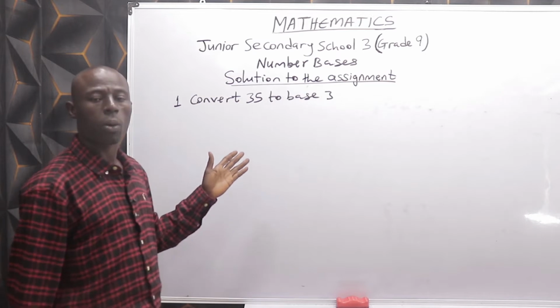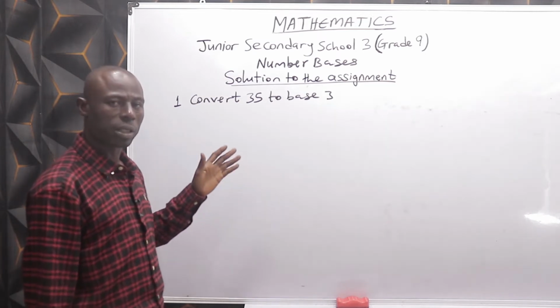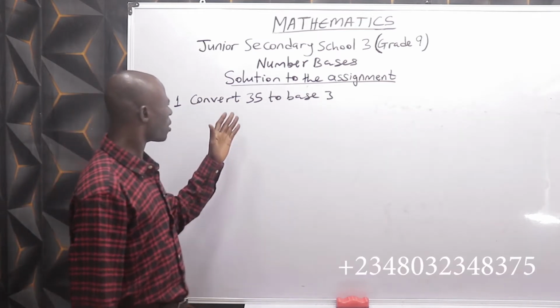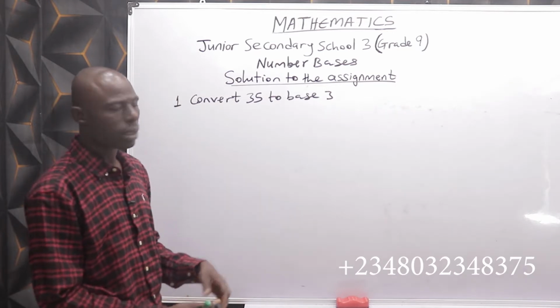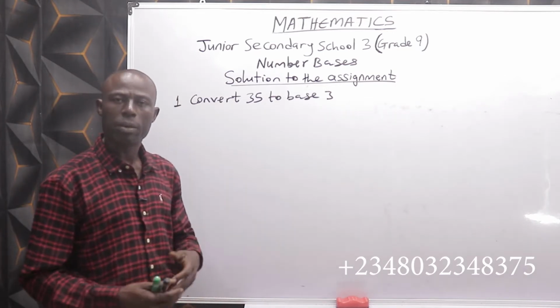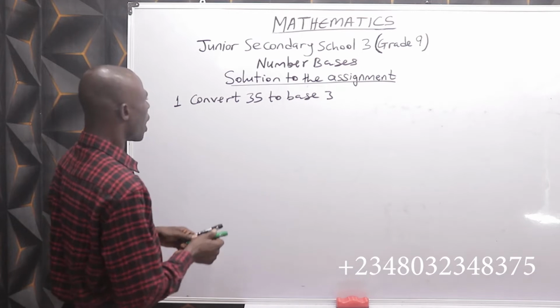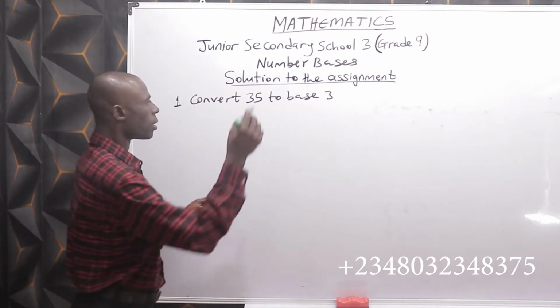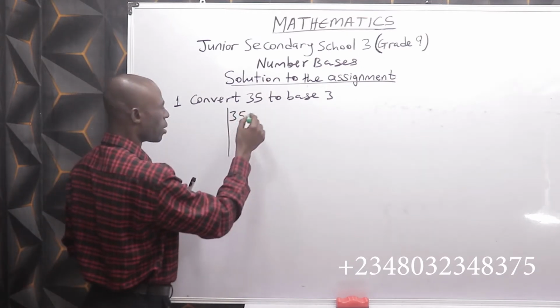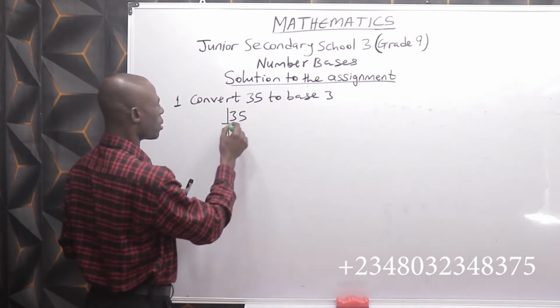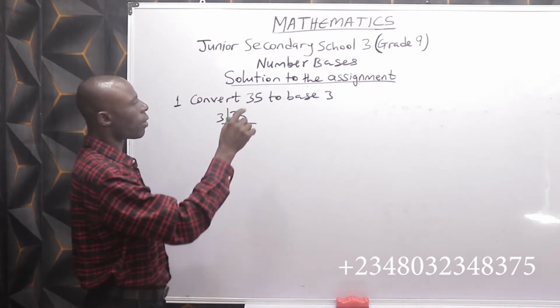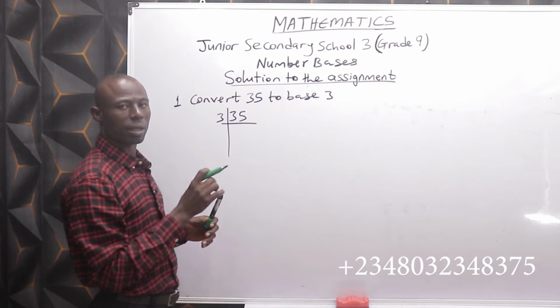On the board is question 1 in the assignment. Convert 35 to base 3. That 35 is obviously in base 10, and you are to convert it to base 3. What do you do? You use the 3 to divide 35.